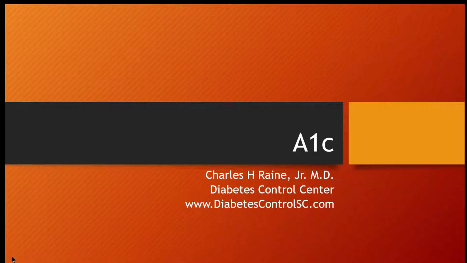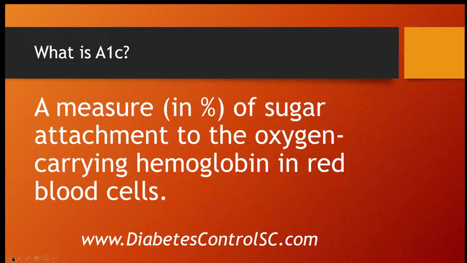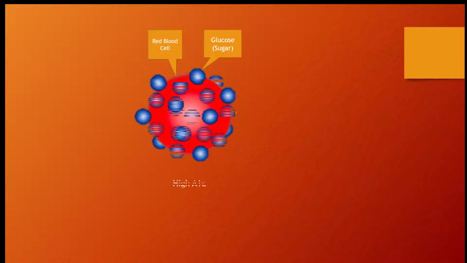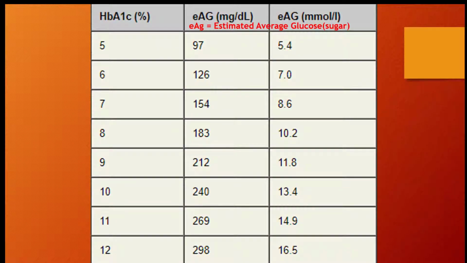A1c measures in percentage points the amount of sugar that's attached to the oxygen-carrying hemoglobin of the red blood cell. If that's a small amount, then the A1c will be low. If there's a large amount, then the A1c will be elevated. One can estimate the average blood sugar or glucose by looking at the A1c. So an A1c of about 7 is about 154 mg/dl or about 8.6 millimole.